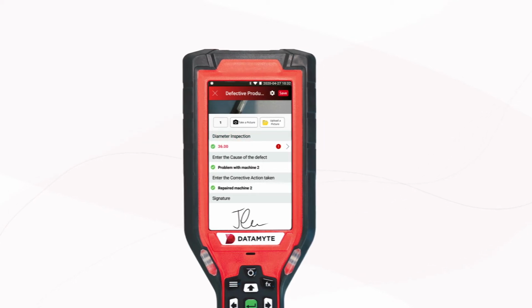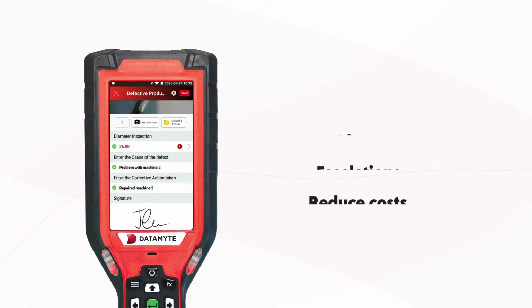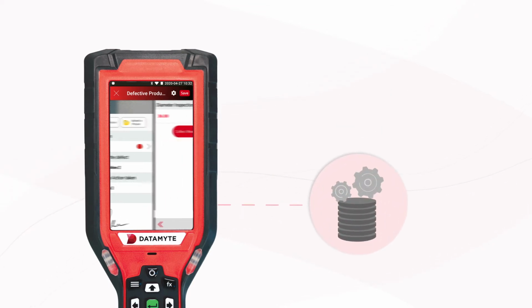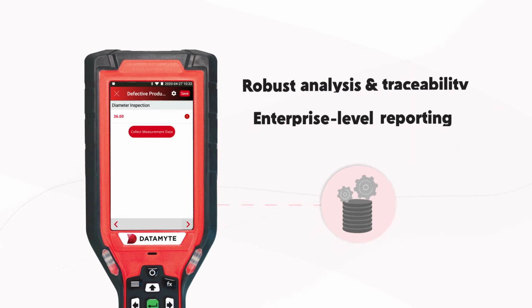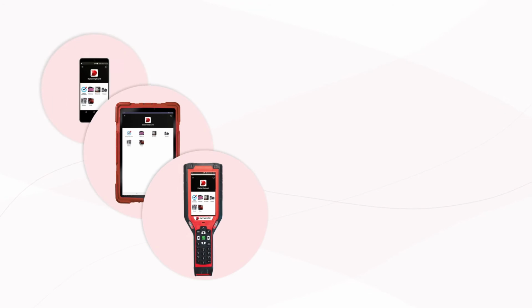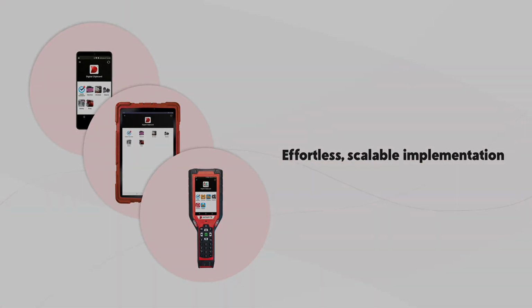Imagine digital checklists that provide instant feedback, alerts, and even escalations. The costs surrounding rework, scrap, labor, and warranty claims are reduced. The data flows effortlessly into a central database for analysis and robust enterprise-level reporting. The software runs on a tablet, phone, or DATAMYTE Revolution device and can be implemented in a flash.